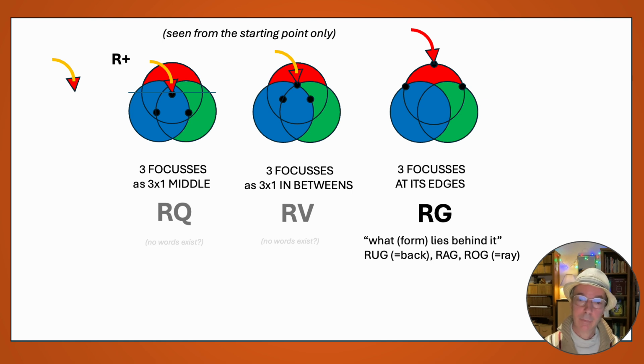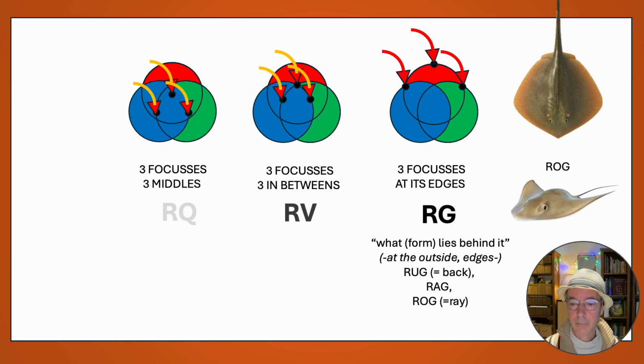And now we combine them with R. So we have the first three letters, Q, V, and G. Let's combine them with R. Let's start with R first. So we start with the R and add it. So you have the ruk, the ruf, and the rug. Rug, or ruk, is used for a couple of words. You have rug, which is Dutch for back. You have the rack, which is also at the outside, and the rog, which is the ray. And they are somewhat recognizable if you wish.